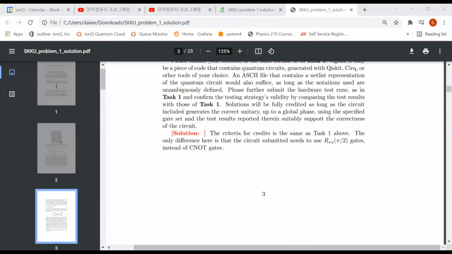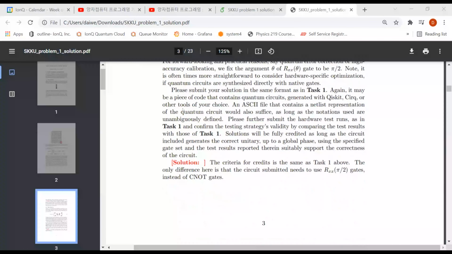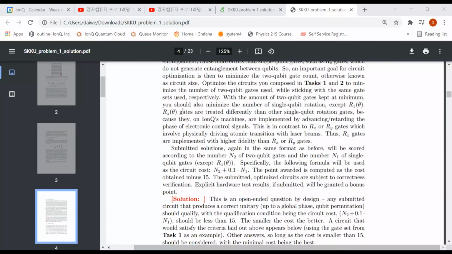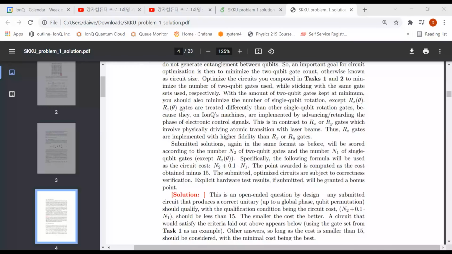As for the third task, this time we do require that the number of two-qubit gates be optimized. And to do so, you can try to use all kinds of optimization tools given in compiling, given in Cirq or Qiskit.